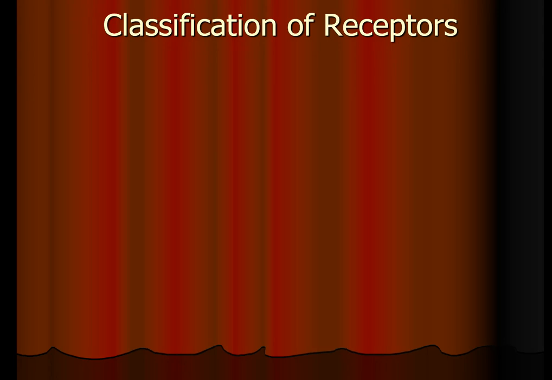So classification of receptors. As we're going to see here, there's several ways we can classify them. The first is based on their modality. When they say modality, does that mean anything to anybody? It's the what information do they convey? So what are they monitoring?